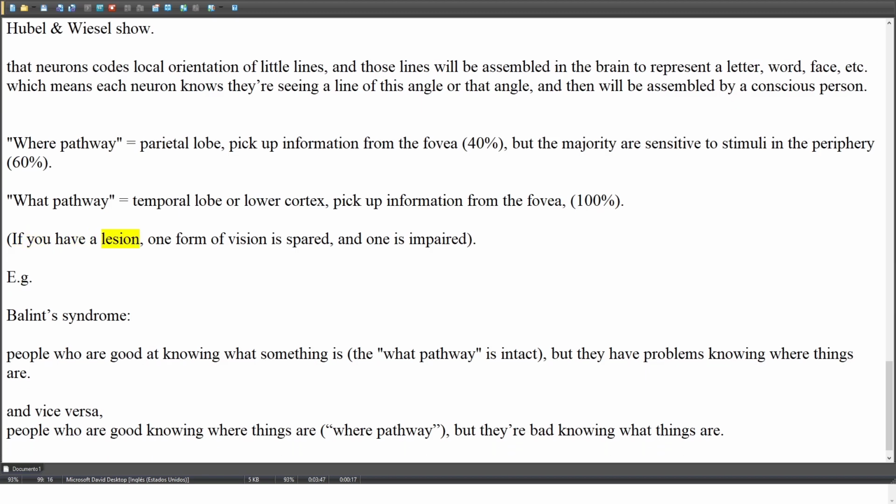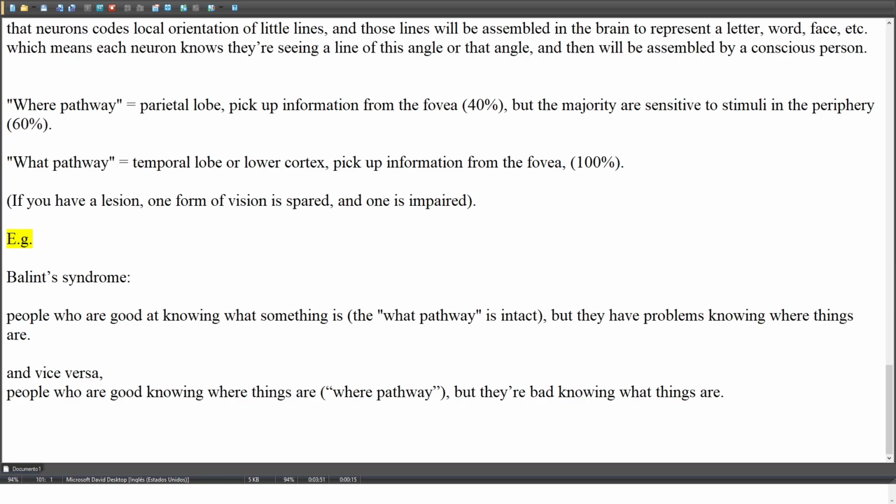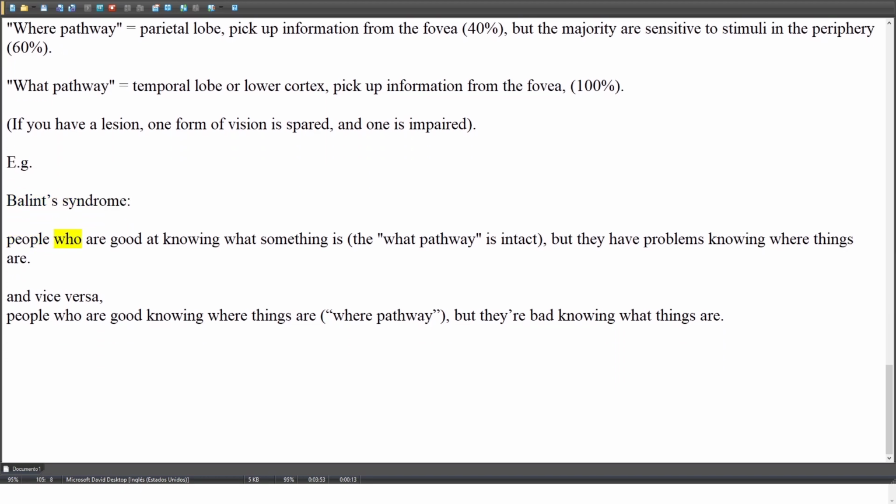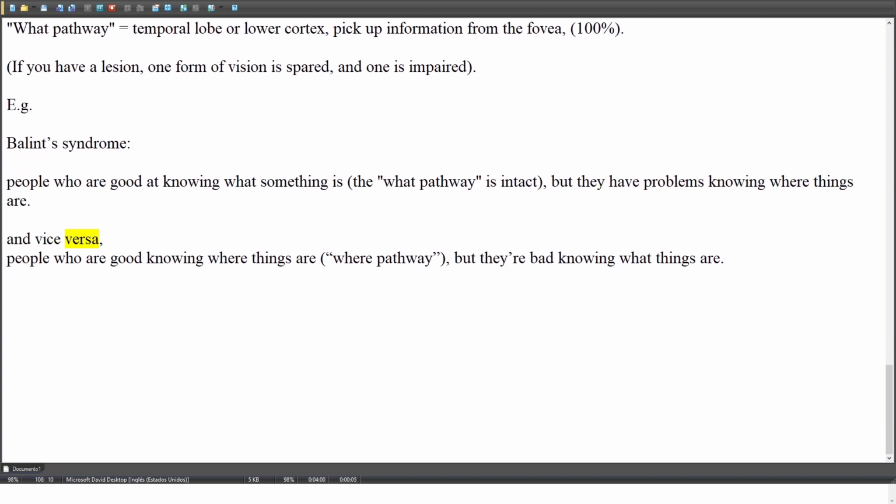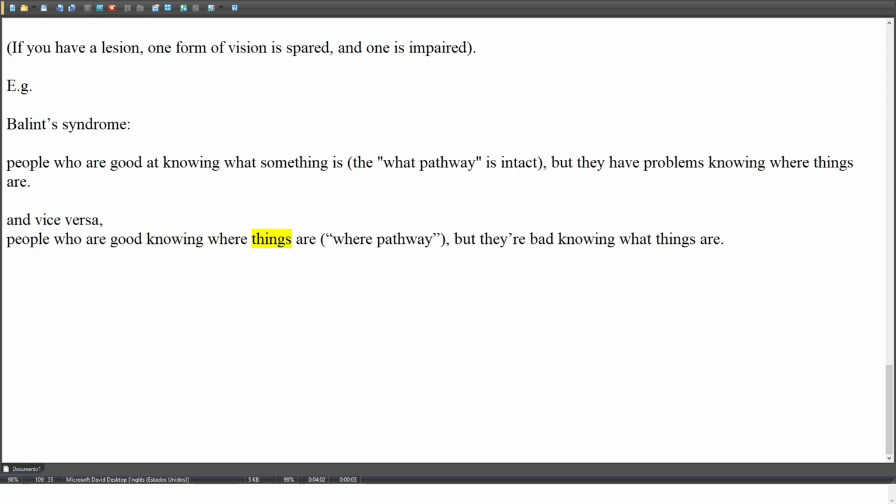If you have a lesion, one form of vision is spared, and one is impaired. E.g. Balint's syndrome: people who are good at knowing what something is, the what pathway is intact, but they have problems knowing where things are. And vice versa, people who are good at knowing where things are, where pathway, but they're bad at knowing what things are.